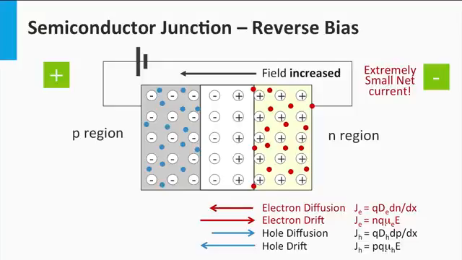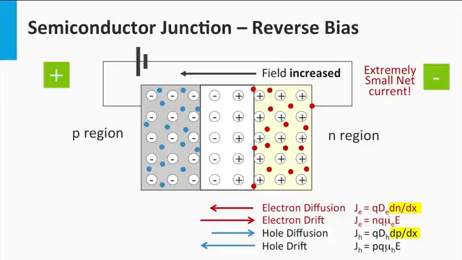This has the opposite effect on the balance between diffusion and drift. The density gradient is becoming smaller, so both density gradients dn/dx and dp/dx are getting smaller because dx is getting larger. The current density related to diffusion of both electrons and holes is reduced. The drift is enhanced.